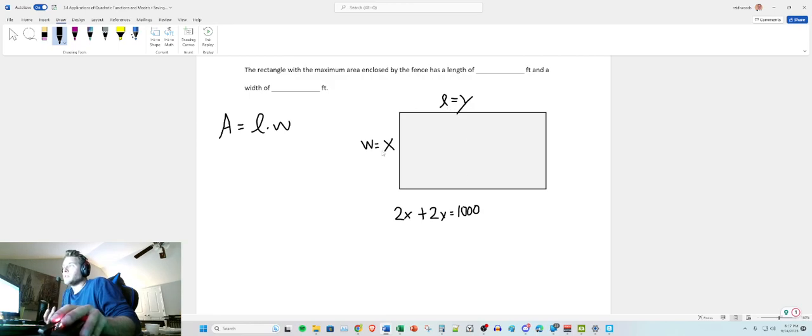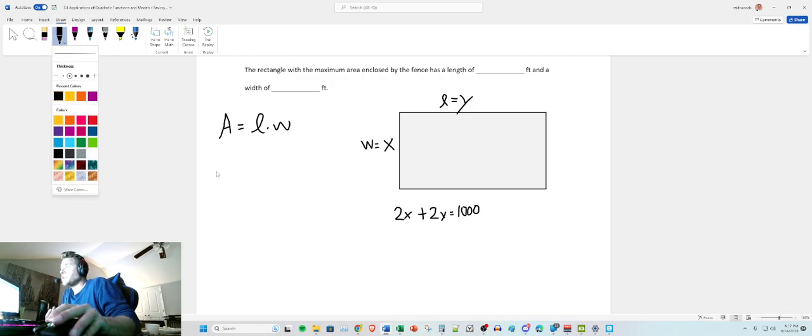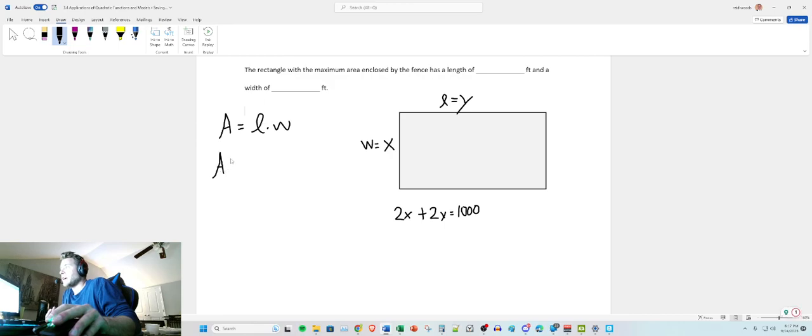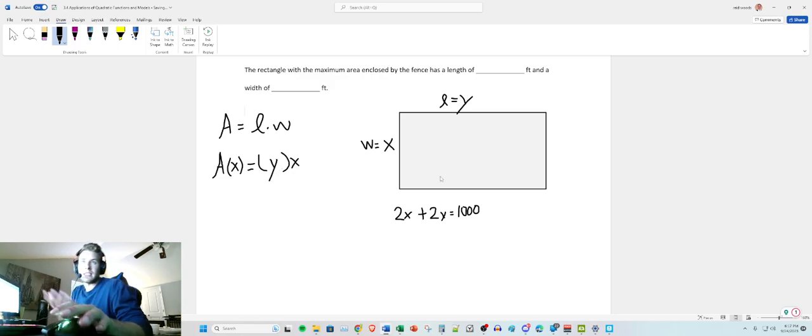What we need to do is create an equation A of x, and I need it to just be in terms of x. For instance, the width is easy, right? Like it's already x. But what am I going to put in here for the length? Well, what is the length? Well, it's y, but I can't type this in Desmos. It doesn't help me to do that. So we need to figure out how to get the length in terms of x. That's what we have to do.